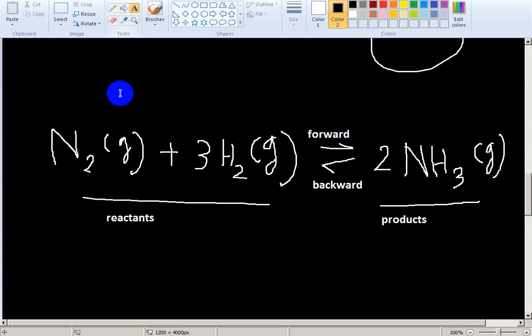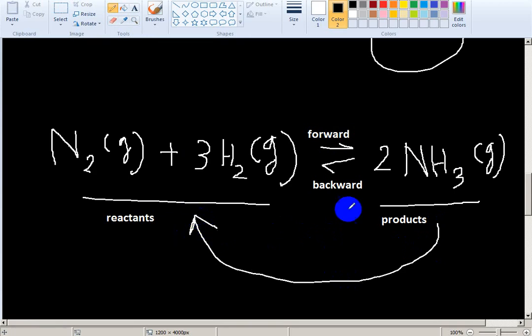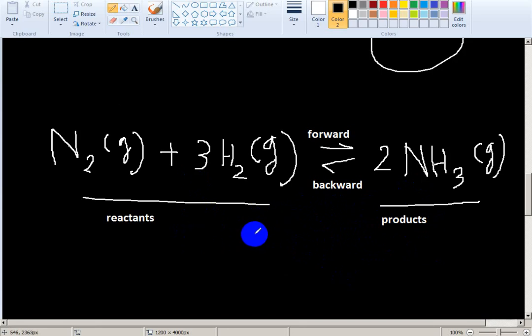When reactant to product form, this reaction is called the forward reaction. And again, when product to reactant form, this reaction is called the backward reaction or reverse reaction. So you have understood what is forward reaction: when reactant to product form, and the backward reaction is when product to reactant form.